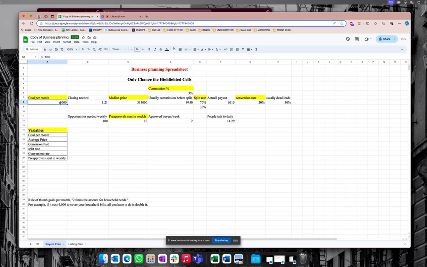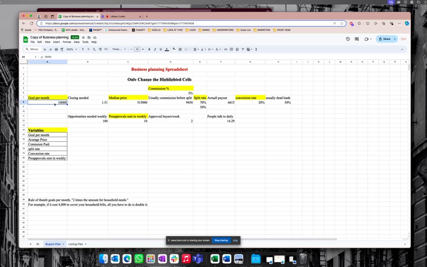So the first thing you want to do is set your goals per month. Say you have 5,000 a month to pay your home bills for your house, you want to do double that. So I would do 10,000. Once you do that, you can see it automatically adjusts to how many closings you need based on the median home price. Today is October 11th, so we're right around 315,000 for our median price.